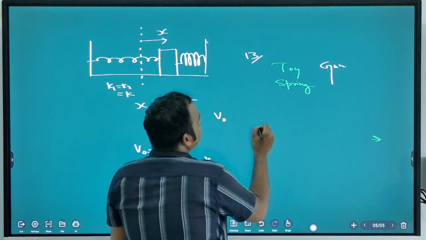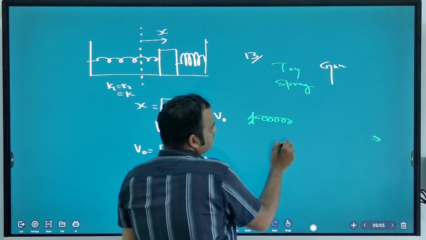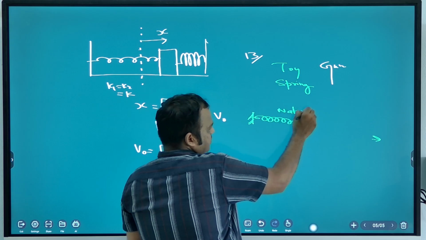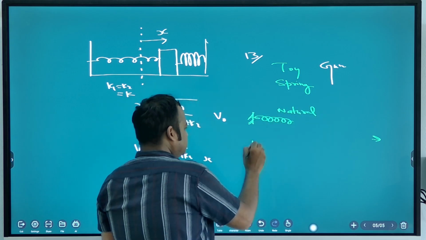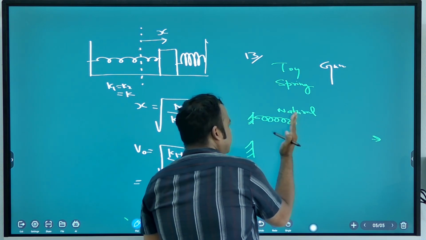So how are you using the spring? Suppose this is the spring in its natural state. Now you put some ball here and compress it.